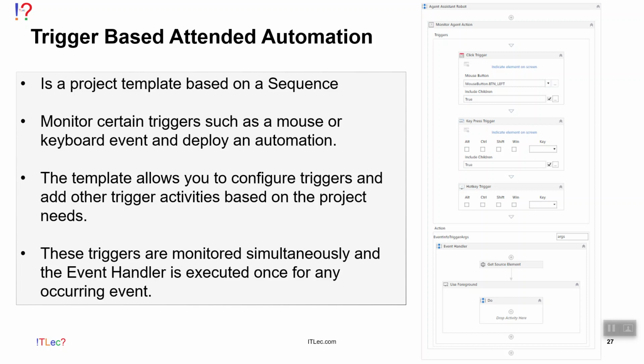So for example, if one of all these triggers is monitored, and once one of them occurs, the event handler will be executed. The event handler is executed once for any occurring event.